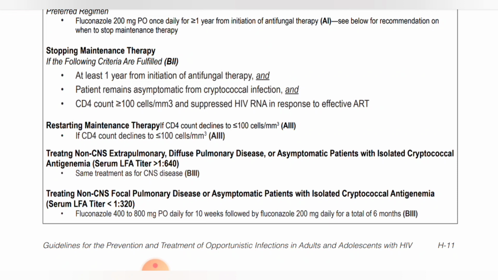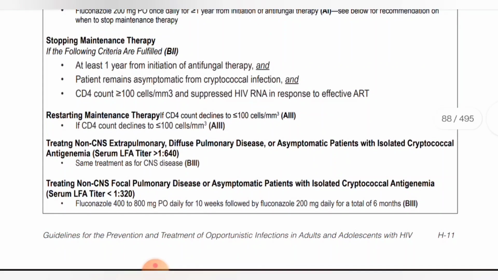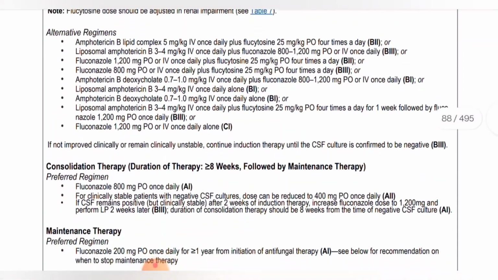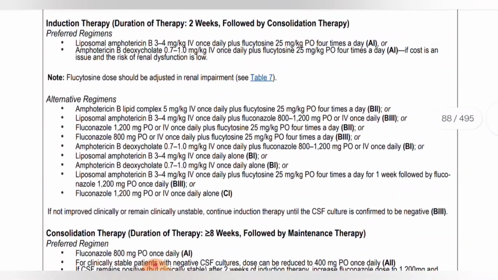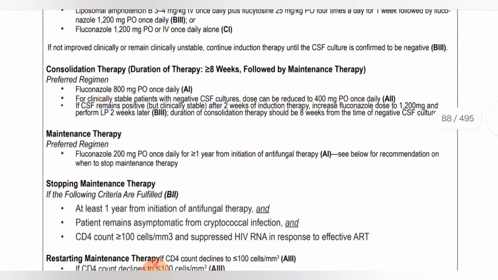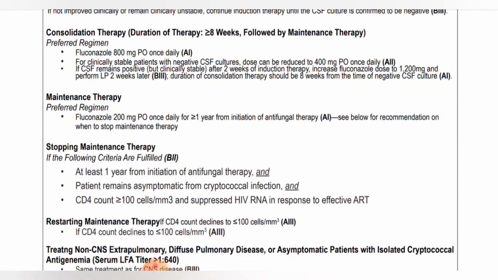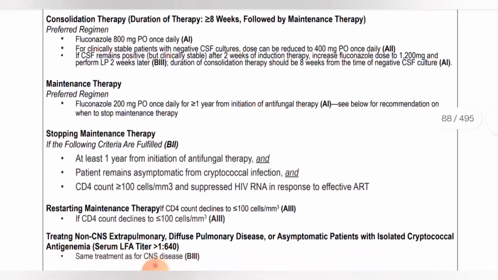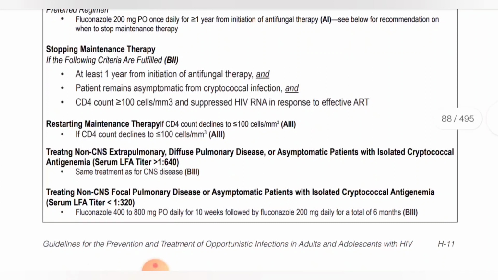And when will you restart the therapy? If the CD4 declines to less than 100 cells, you will have to restart this maintenance therapy. Let's revise again. It contains induction therapy, consolidation therapy and maintenance therapy. Induction therapy involves liposomal amphotericin with flucytosine. The consolidation phase is fluconazole 800 mg, followed by maintenance fluconazole 200 mg. Induction is for 2 weeks, followed by 8 weeks of consolidation, and maintenance therapy up to 1 year, restarting whenever CD4 count declines to less than 100.